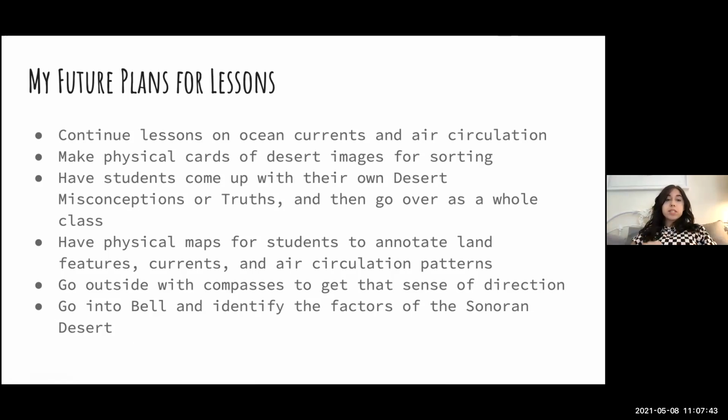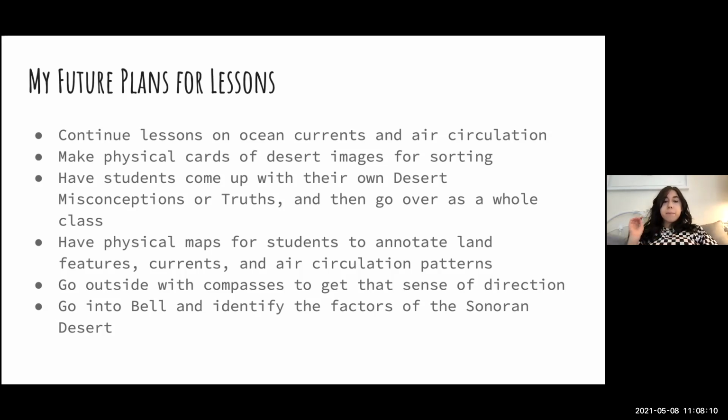I would also really love to go outside with compasses just so that they can get the sense of direction, and be able to go around outside at Borton. Okay, which direction is Bell in? Which direction is our classroom in? And just have that physical tool. And then go into Bell and really identify the factors of the Sonoran Desert.